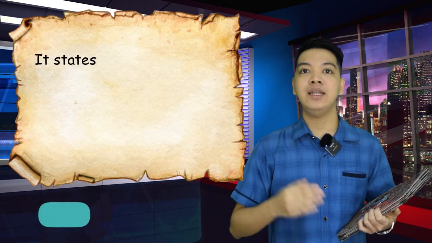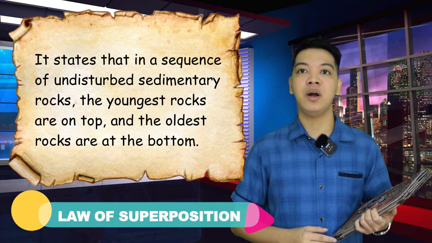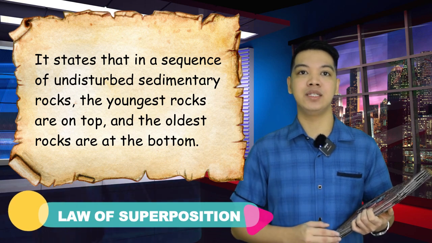It states that in a sequence of undisturbed sedimentary rocks, the youngest rocks are on top, and the oldest rocks are at the bottom. In other words, as sedimentary layers accumulate over time, the newer layers are deposited on top of older ones. Upon looking at the shelves, you see that all the books are standing upright on the shelves.